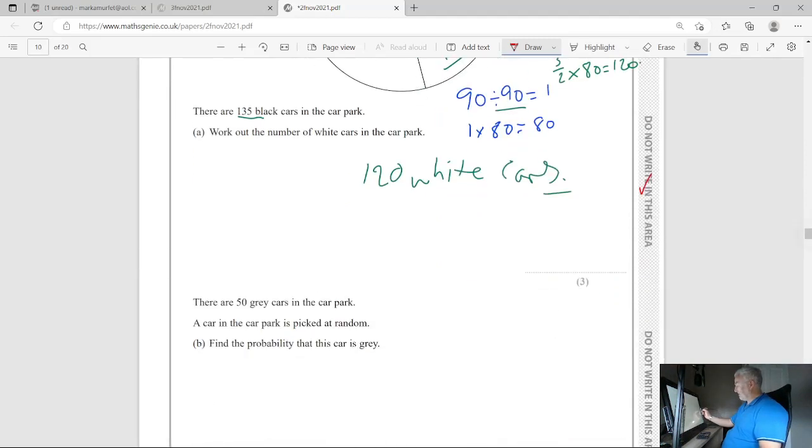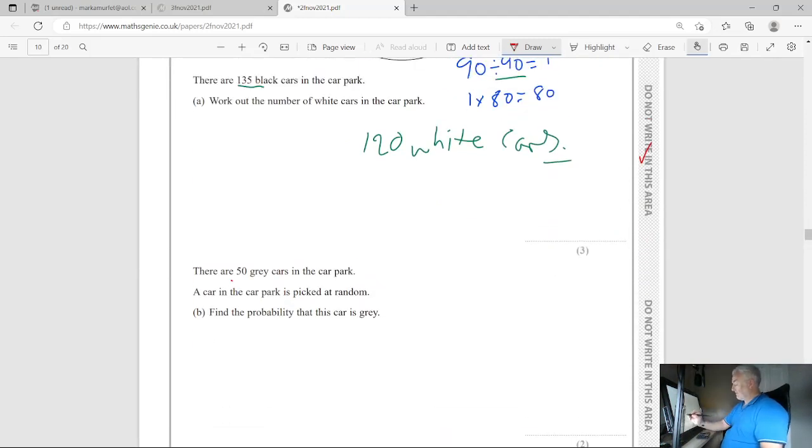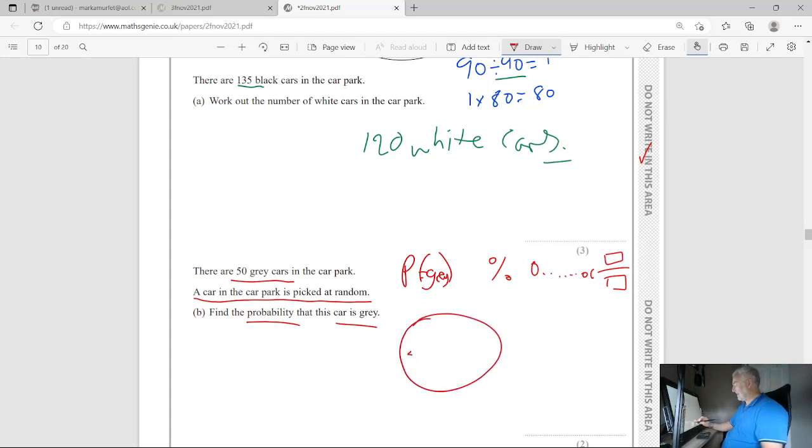Let's go down to question B. There are 50 grey cars in the car park. A car in the car park is picked at random. What's the probability the car is grey? The probability has to be written as either a percentage, decimal, or fraction. We have to write it in that format. So, do we know how many cars? Here's my car park. If we can say how many total cars are in my car park, I can do 50 divided by the total cars.